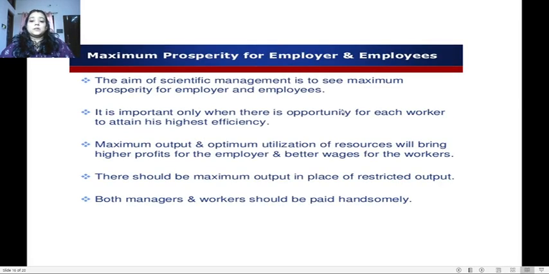Again, if we say maximum prosperity for employers and employees, this is the last one to be discussed with you all. What does this principle say? This says that in an organization there should be maximum prosperity among whom? Amongst the employees and the employers.